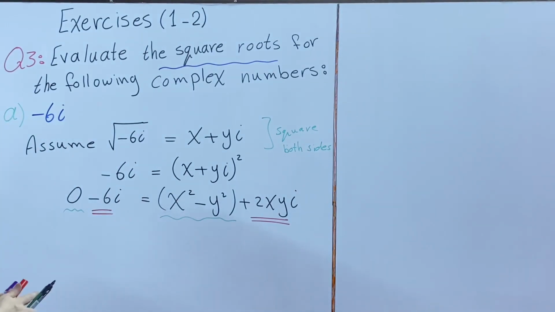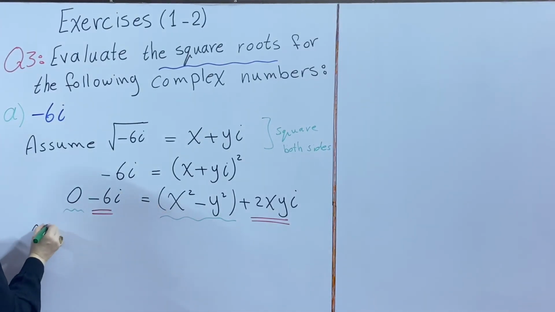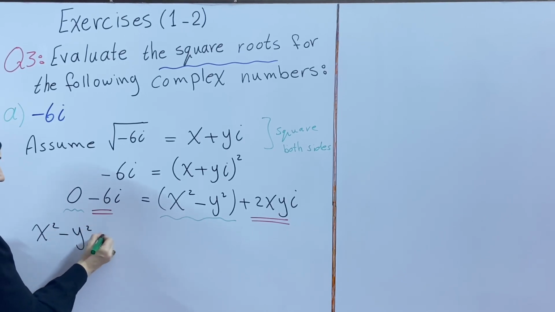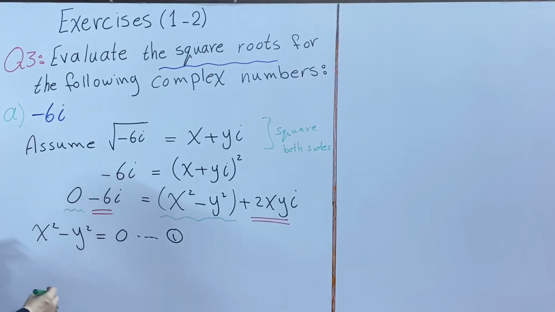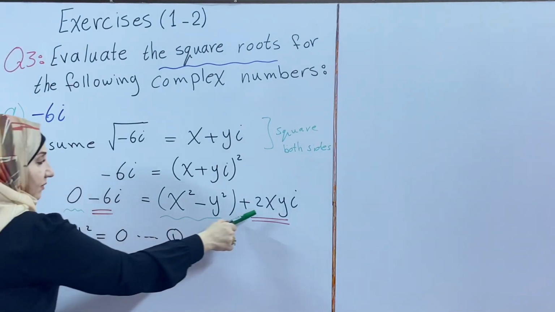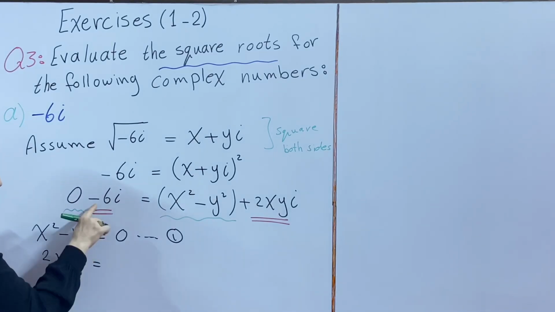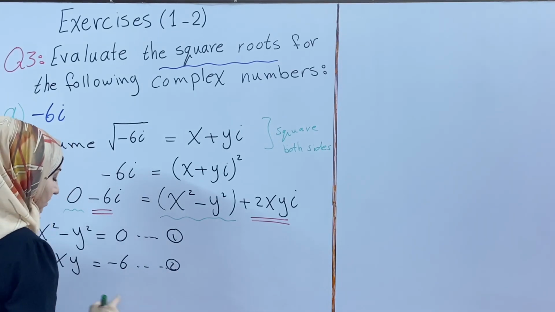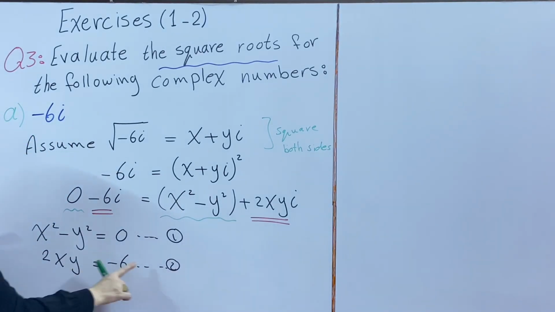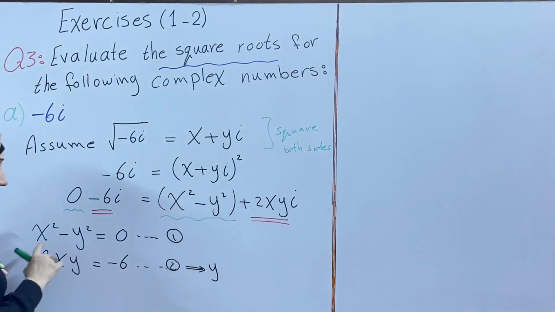So here we get two equations. First, the real part equal the real part x squared minus y squared equal 0. This is the first equation. The second equation, the imaginary part, which is 2xy equal the imaginary part, which is negative 6. And this is the second equation. So from 2 we can get the value of y denoted by x.